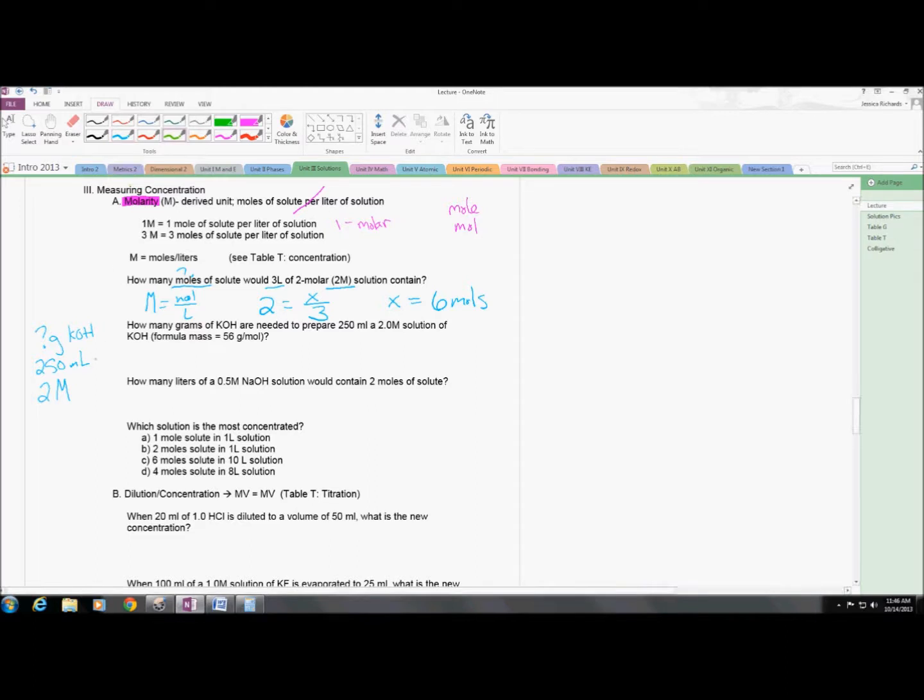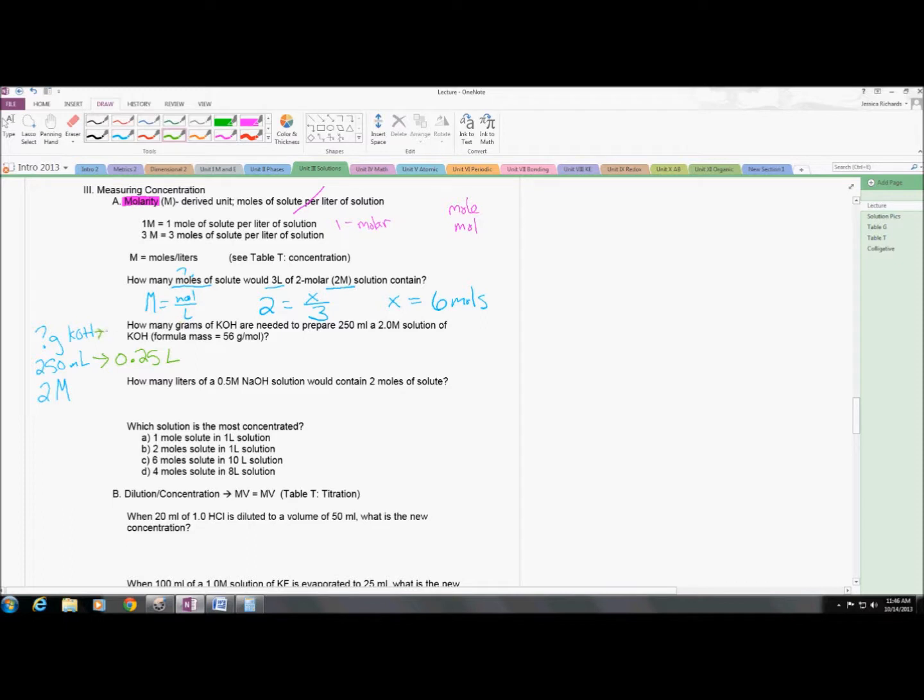First thing we can do, and the easiest one to solve, is this. We can change milliliters into liters. So 250 milliliters is 0.25 liters. Do not forget to change this to liters. It has to be liters down there in the denominator. You can't use any other volume measurement.